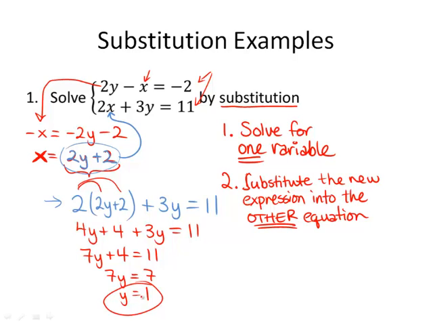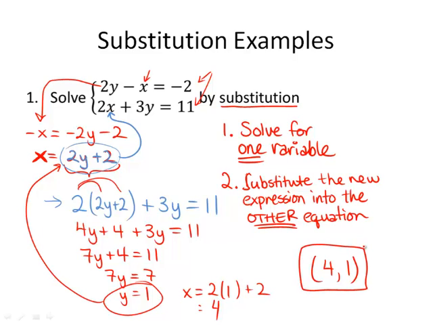So since we have the y value, we now need the x value. But hey, we had solved for one of our x's up here. So we could see that x is equal to 2 times the y plus 2. Let's plug in our 1, and that gives us 2 plus 2, which is 4. So our final answer would be 4, 1.